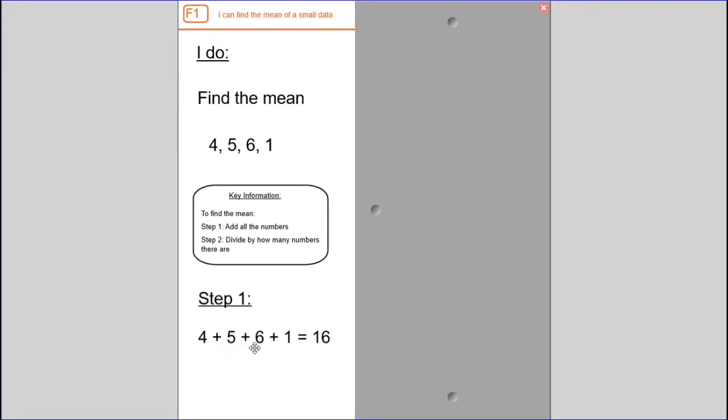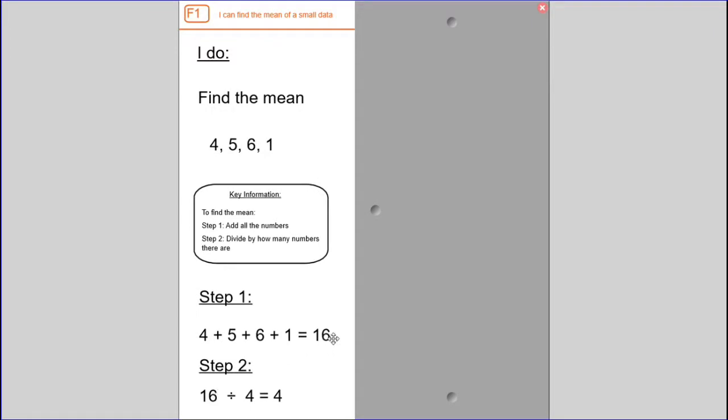Then we need to use the table again to find step 2. So we divide by how many numbers there are. So in this case, we're going to do 16 divided by 4, which is equal to 4. So we're dividing by 4 because there are 4 numbers in our data set. So we've got 1, 2, 3 and 4 numbers. So that's why we're dividing by 4.